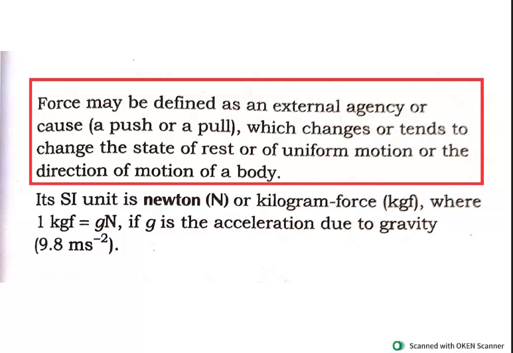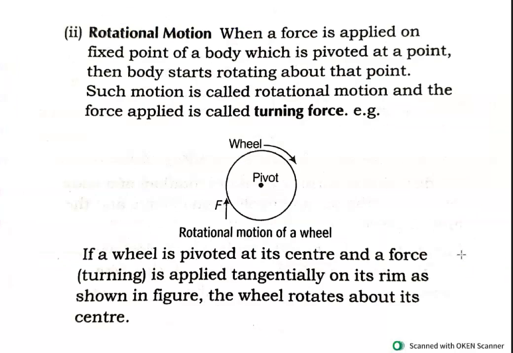We have to remember about two important units of force. The SI unit of force is Newton, while its gravitational unit is kilogram force. We also are supposed to remember the value of small g, that is 9.8 meter per second square.